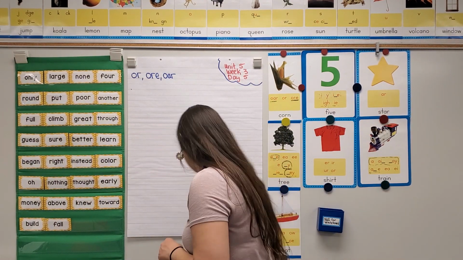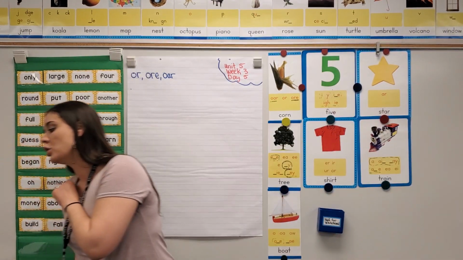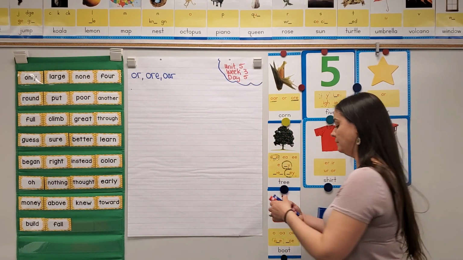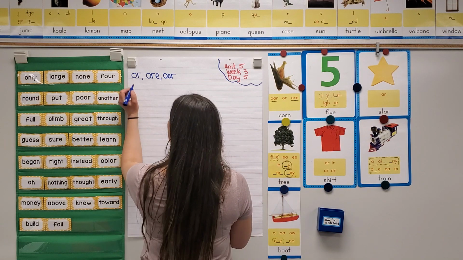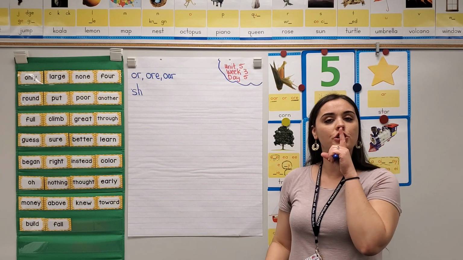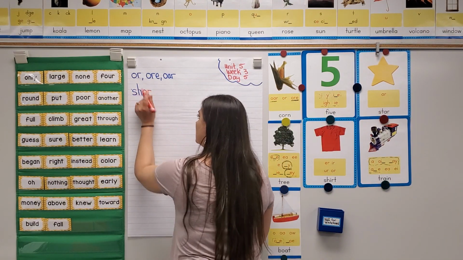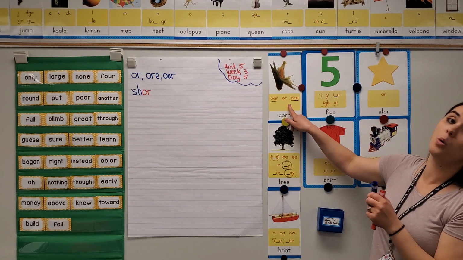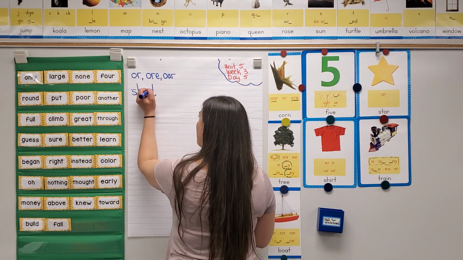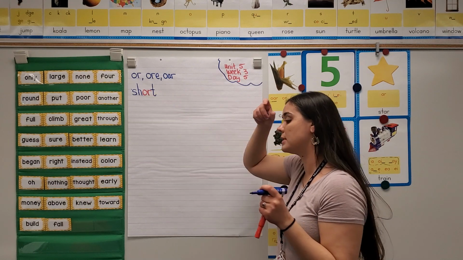Excellent. Okay, so let's get started on some words. First word, short. Your turn. Sh or t. Short. S-H, sh. And O-R, one of those or, sh, or. And T says ta, sh, or, t, short.